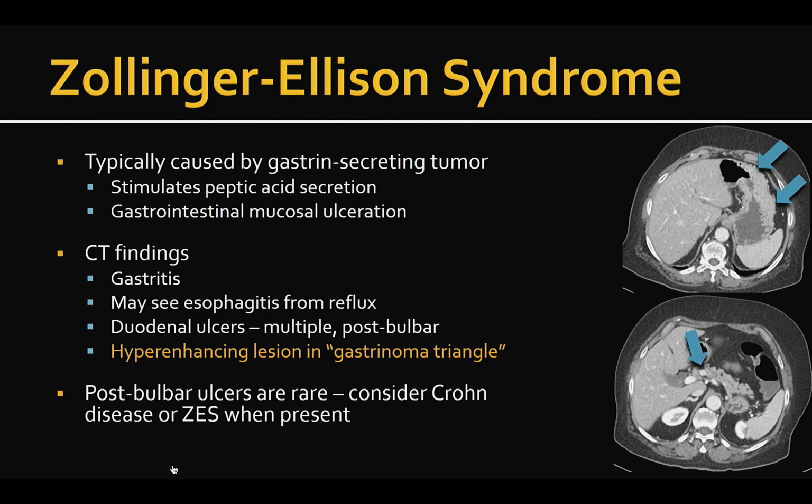It's caused by a gastrin-secreting tumor causing mucosal ulceration in the stomach and duodenum. The CT findings are esophagitis and gastritis, as well as duodenal ulcers, and you may see a hyperenhancing lesion in the gastrinoma triangle, such as in this example on the right side of the screen. Again, when you see post-bulbar duodenal ulcers, you should think about ZE syndrome as well as Crohn's disease.